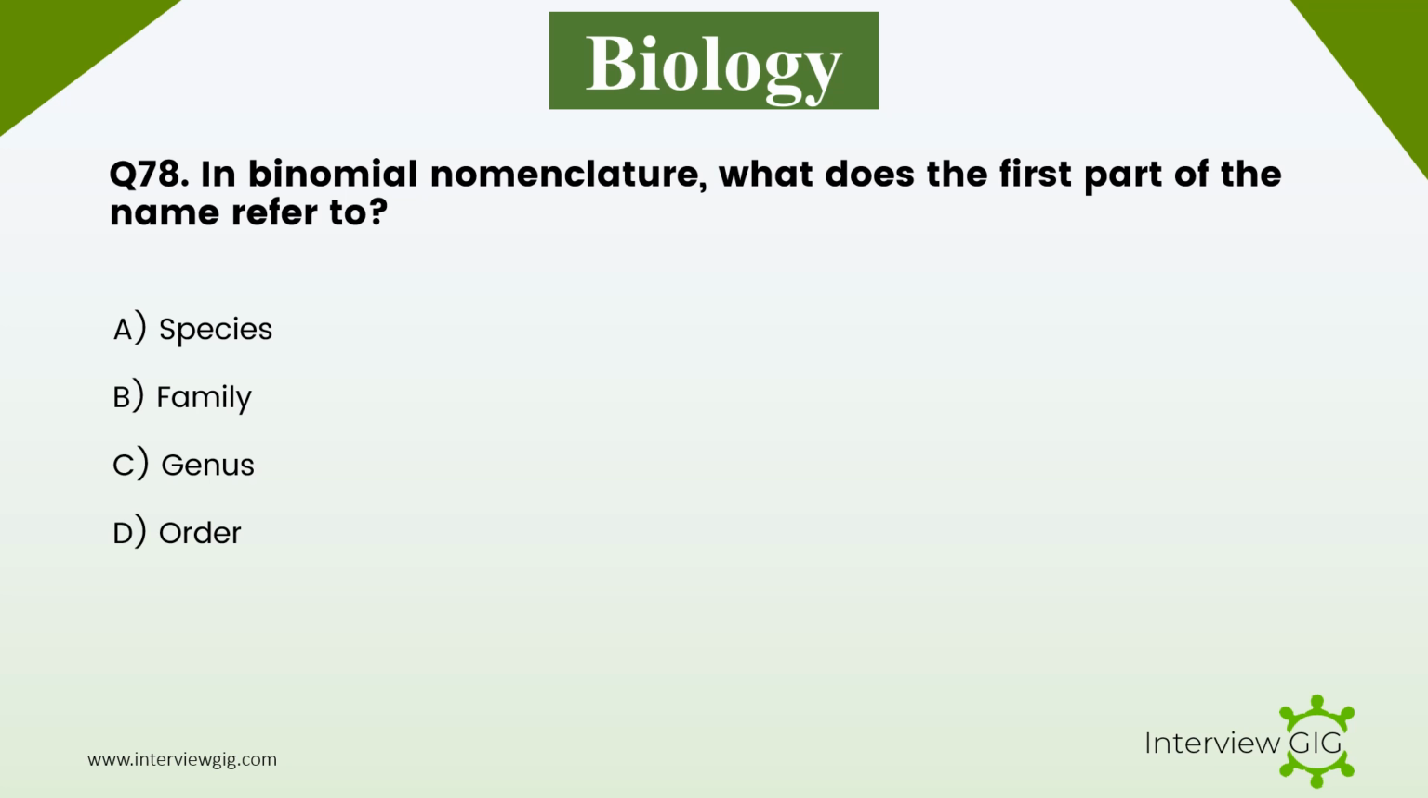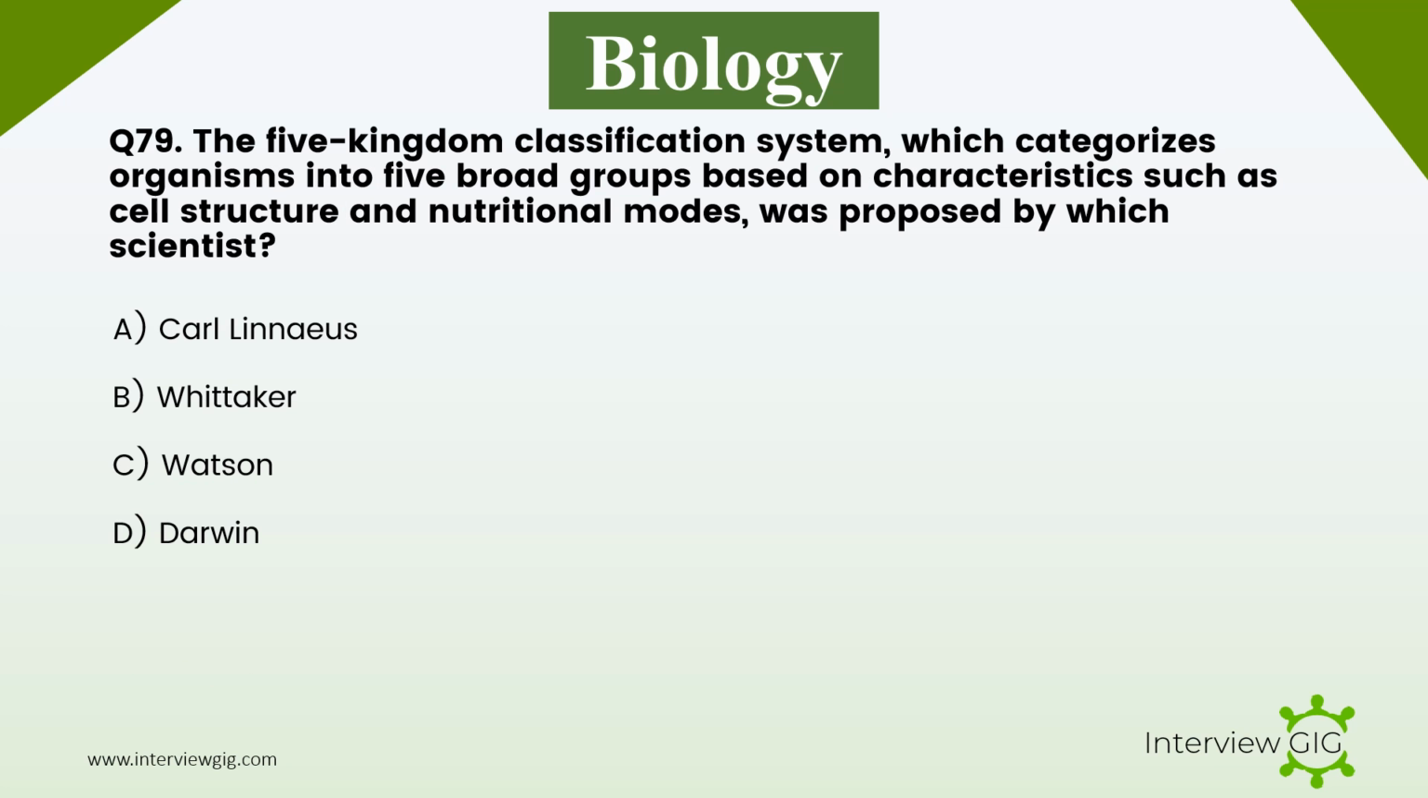Next question. In the system of binomial nomenclature, the first part of the scientific name refers to a broader classification category. What is the name of this category? A. Species. B. Family. C. Genus. D. Order. Answer C. Genus.